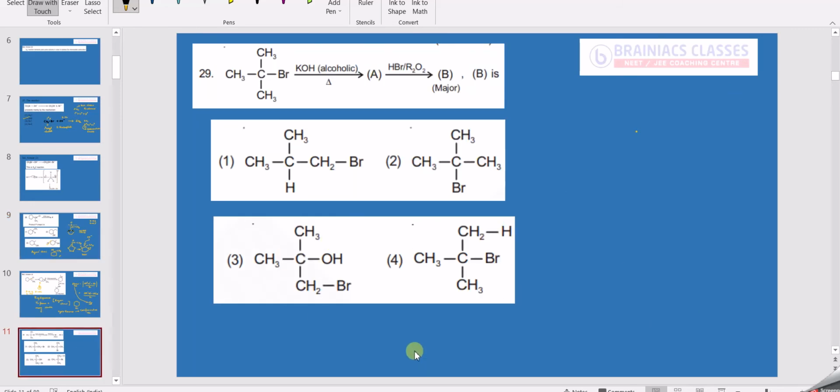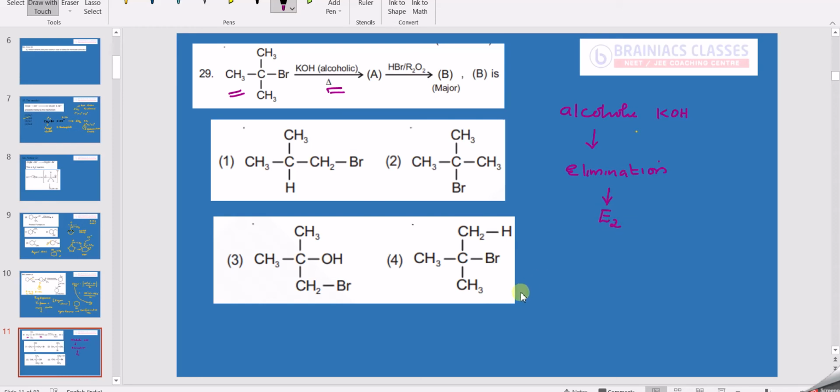Go through this question and tell me what the answer is. You are given a tertiary alkyl halide, as you can see here, and you are given alcoholic KOH. Whenever you see alcoholic KOH, we know what sort of reaction is going to happen. We know it is an elimination reaction. In the last class I discussed it. So an elimination reaction along with heat. So I can say it is what sort of elimination?